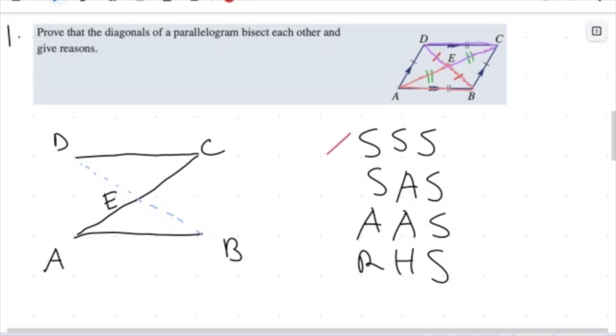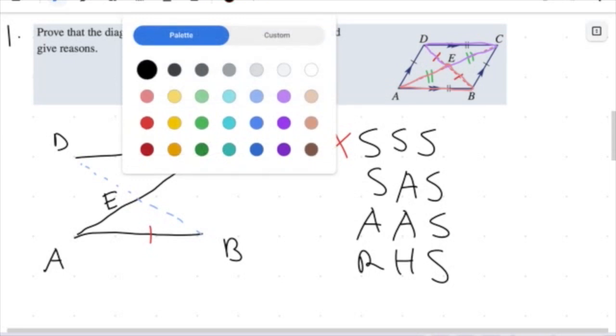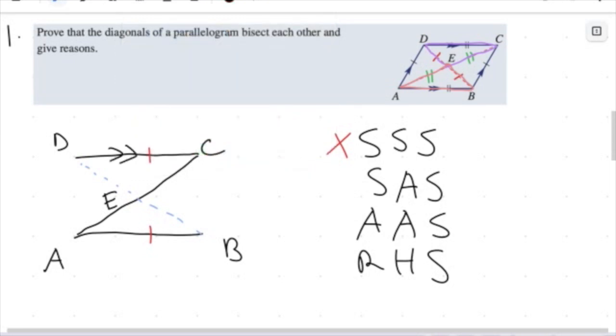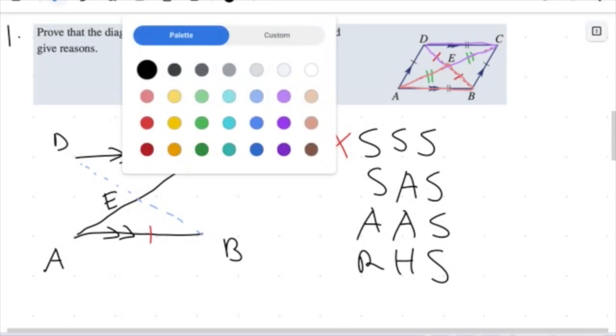Well, side, side, side, I don't know enough about the sides here, about all 3 of these sides. I only know that this one and this one are equal, and I know that my lines are parallel here. So these 2 lines are parallel. I don't have enough to say for sure that all 3 sides are going to be equal. So I can rule this one out.